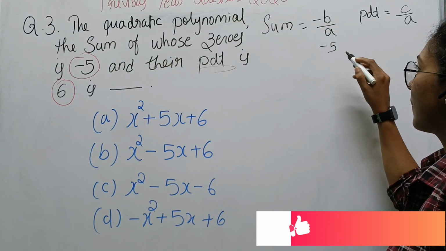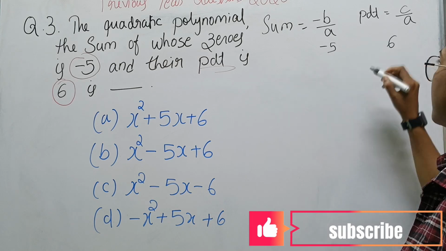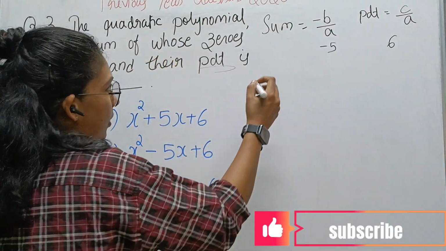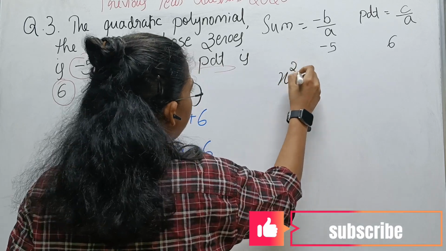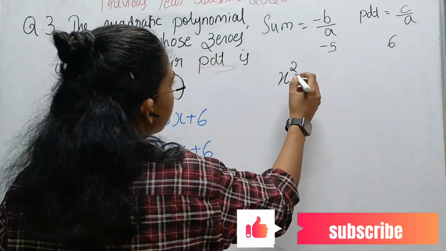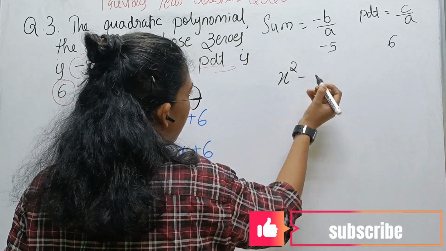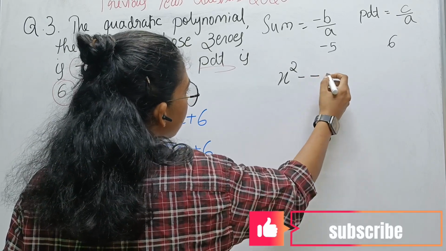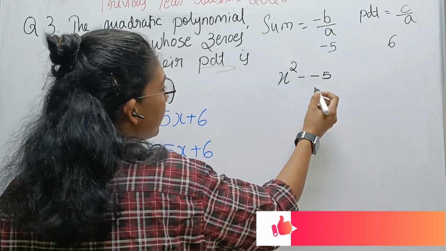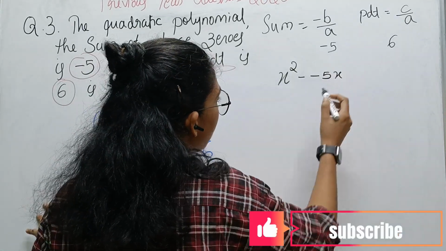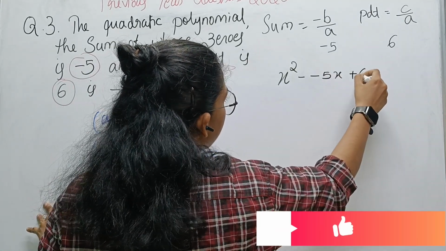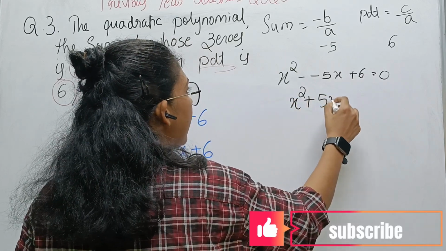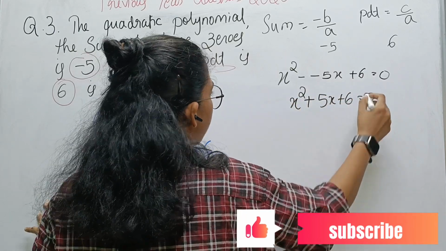Okay, minus 5 and the product is 6. Okay, so let's write down the expression. That is, the first term should be x square minus b by a, so minus 5x plus 6 is equal to 0. That is x square plus 5x plus 6 is equal to 0.